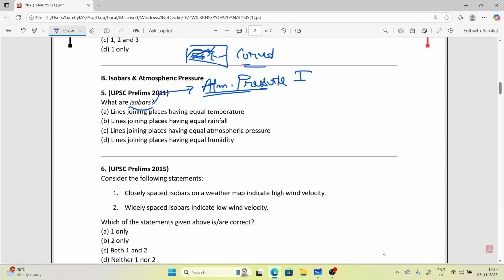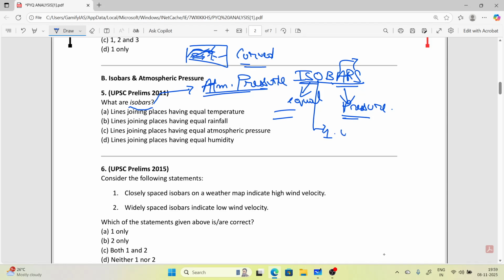What is isobars? Iso simply means equal, and bar is a unit used for measuring air pressure. So isobar means equal pressure lines. What is the utility of these isobars? There are several. They help weather scientists, called meteorologists, understand two things: the wind direction and the wind speed.